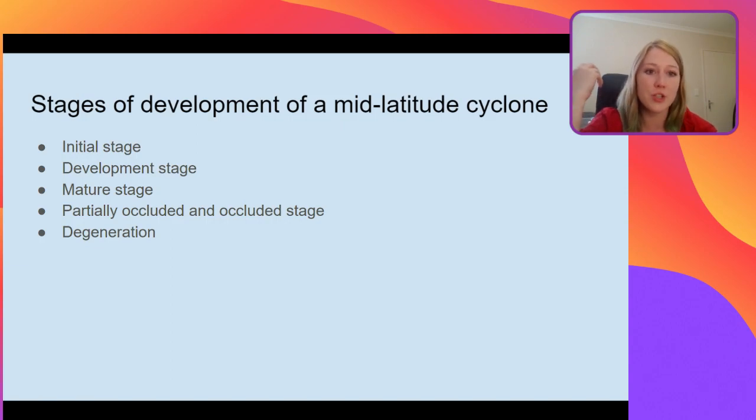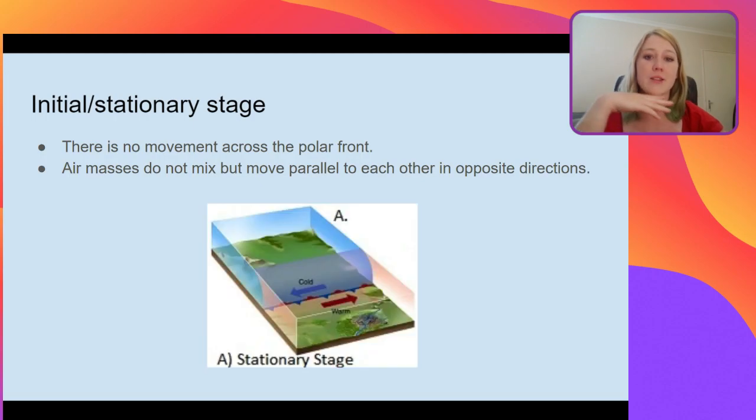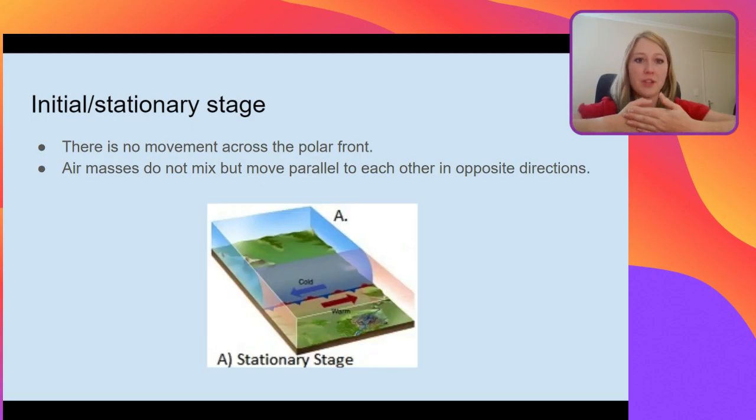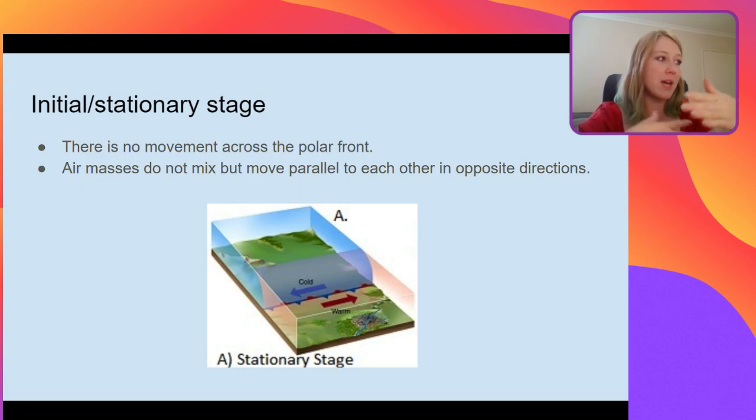The initial stage is also referred to as the stationary stage. That is where your two air masses are just sitting opposite each other, not really moving, and the wind is blowing parallel to each other in opposite directions. So the cold air mass is facing the warm air mass, the polar air is facing the tropical air, and the wind is just blowing in two different directions. Because they are so different in density, the air won't just mix.